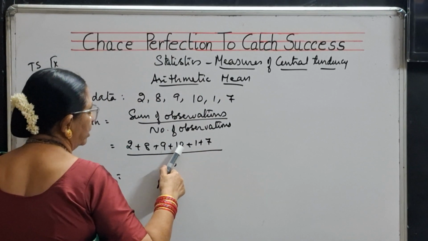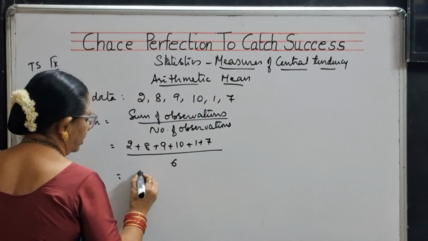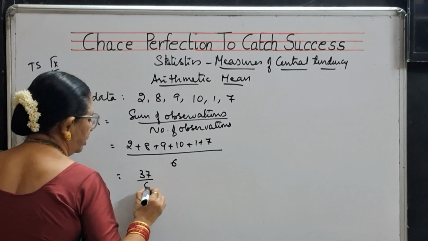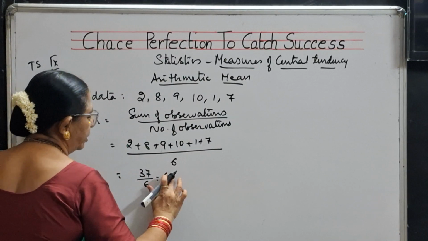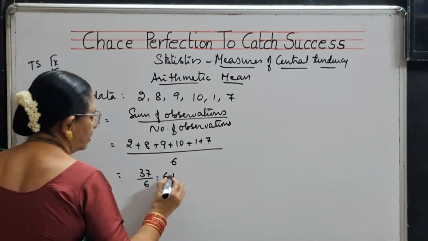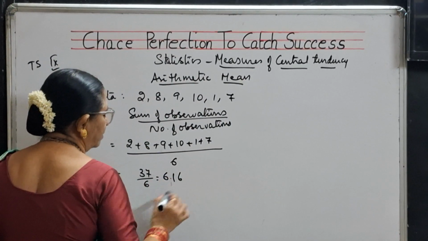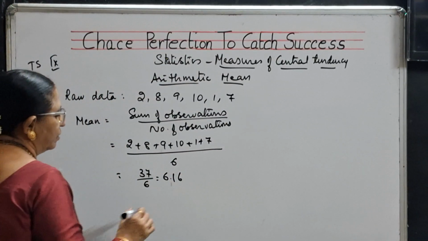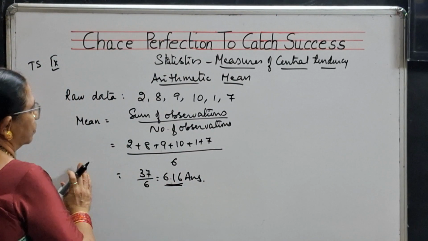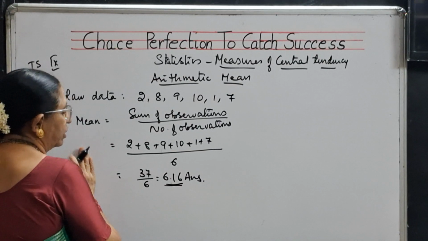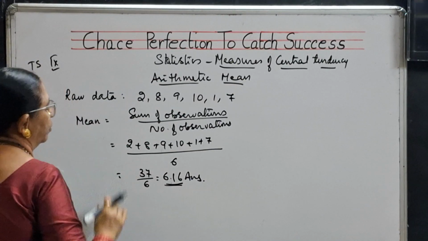So how much are you getting? This is 10, 10, 20, 30, 37. 37 by 6. 6 6s are 36, 1 you will be getting. Then point, 6 1s are 6, 4 means 6 6s are 36. It goes on like this. So 6.16 is the mean for it. This is called finding out of arithmetic mean for raw data.